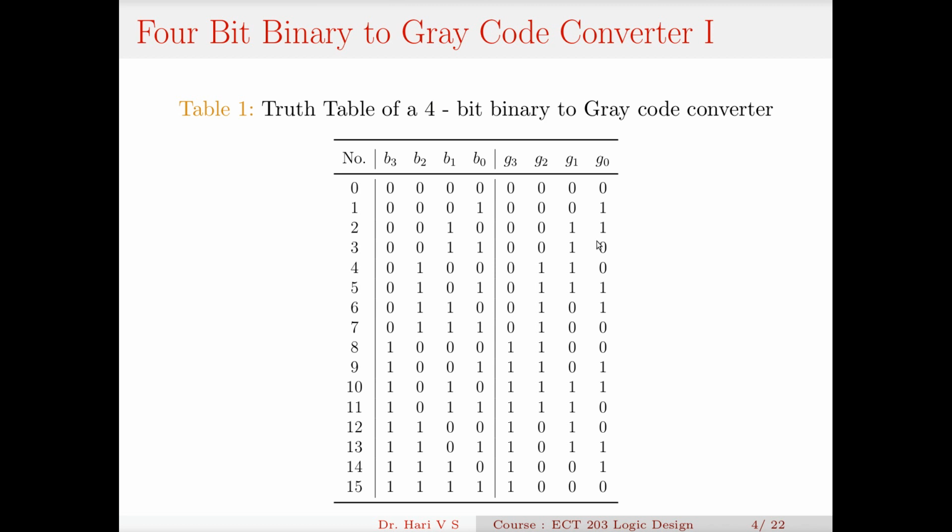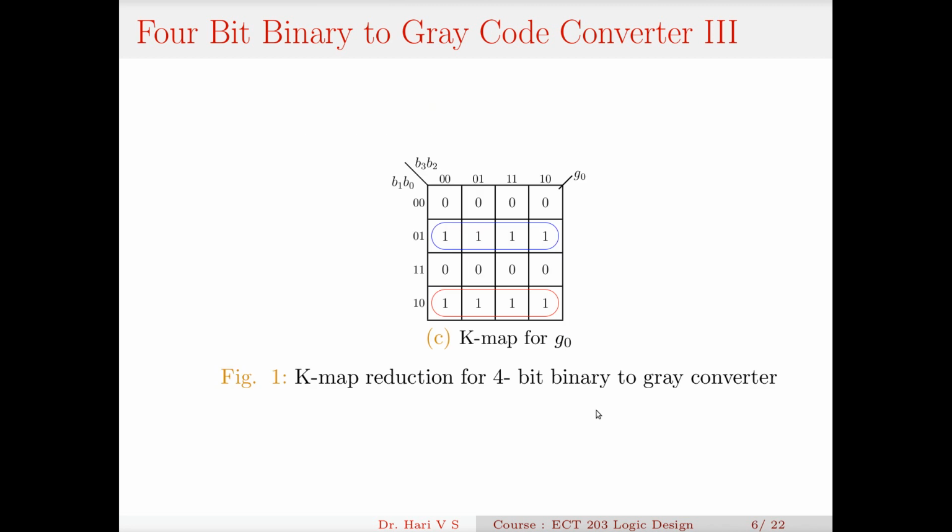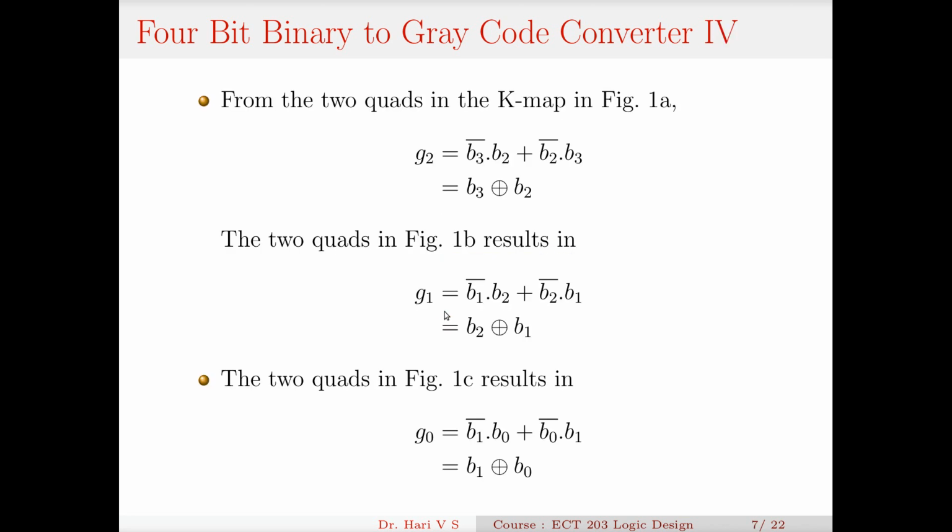Next is G0. G0 is 0 1 1 0 0 1 1 0 0 1 1 0, that way. It is a repetition of 0 1 1 0. So how do I write it? I write it like this: 0 1 1 0 0 1 1 0 0 1 1 0 0 1 1 0. Now this results in two quads. One is B1 bar B0 and the other is B1 B0 bar. So this is B1 bar B0 or B0 bar B1, which is B1 XOR B0.